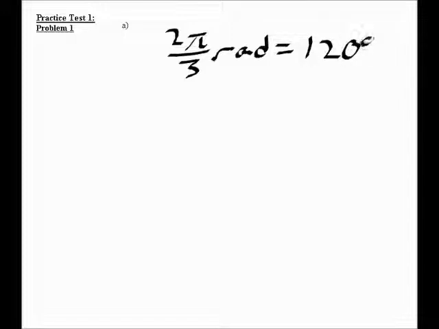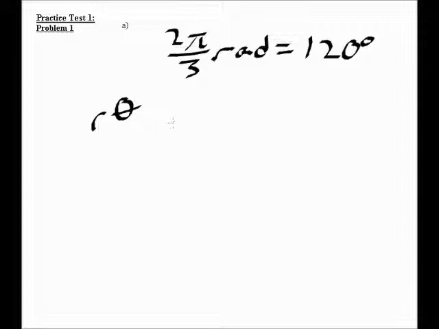That's the same thing as 2 pi over 3 radians, which is equal to 120 degrees. So then, arc length is equal to r theta, with theta in radians.